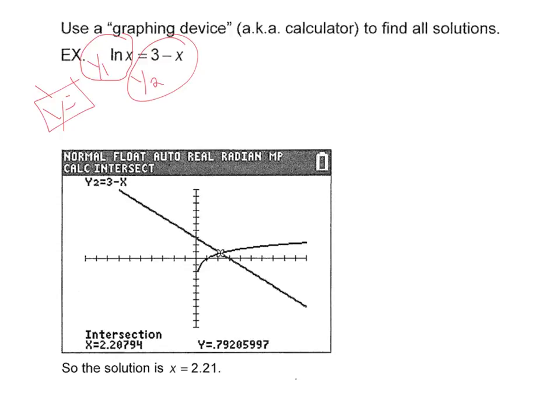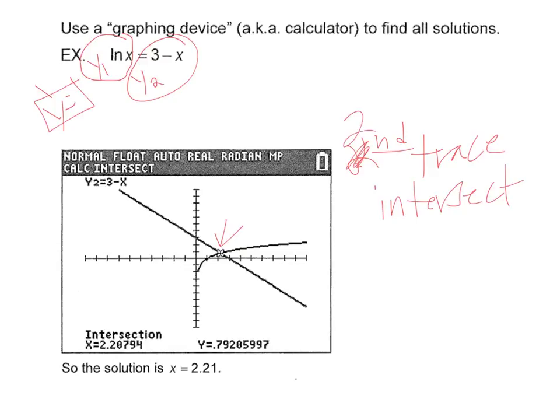You can see the two graphs intersecting. The natural log of x is the one with the curve. 3 minus x is just a straight line, and we want to know where the two lines cross each other. If you have the iPhone, you just touch where they cross each other and you'll get the solution. Otherwise, you have to push second, trace, intersect. Move the cursor to the intersection, and then you hit enter 3 times. The x value of the intersection is the solution. So the solution is x equals 2.21.